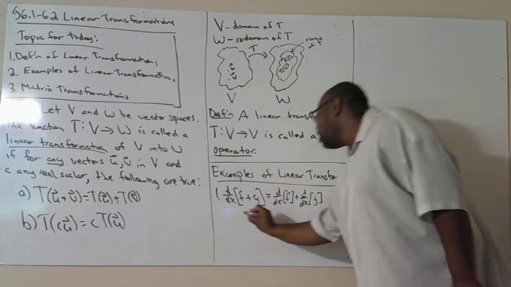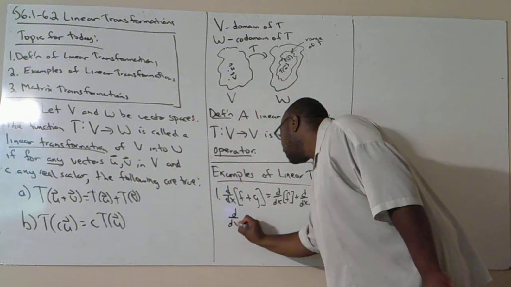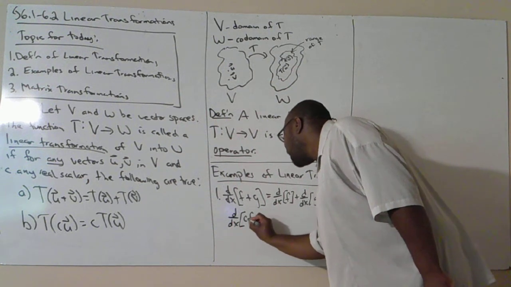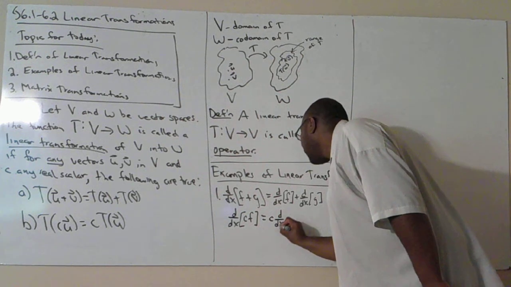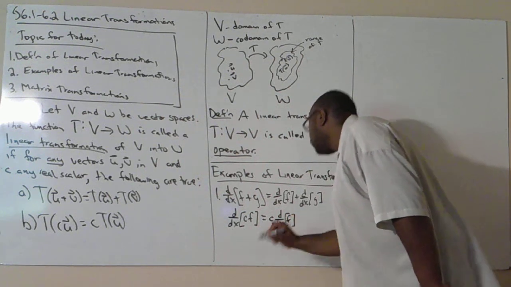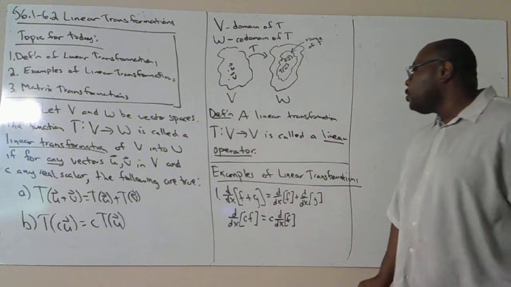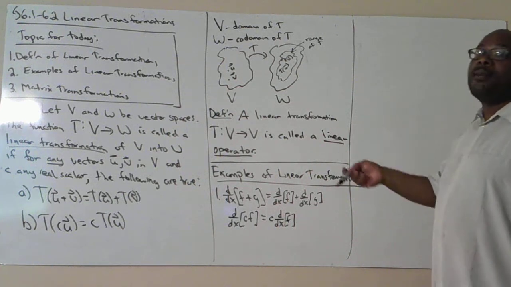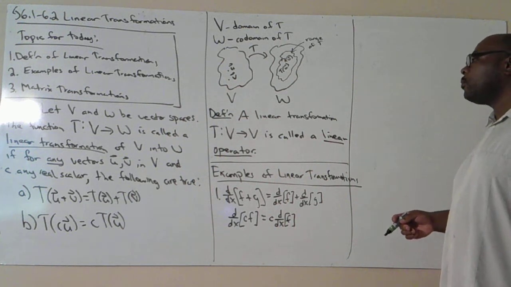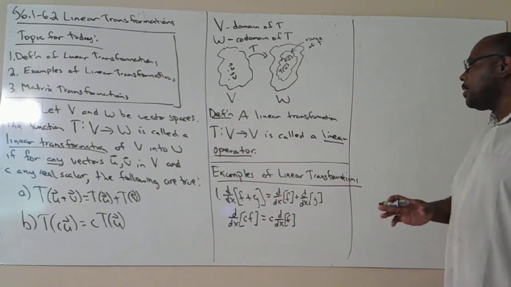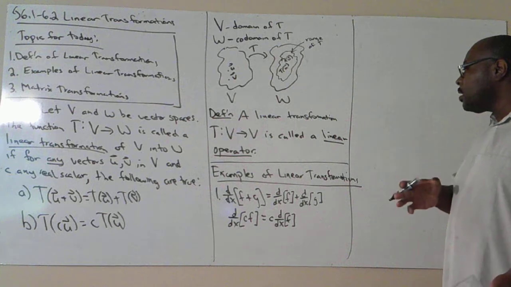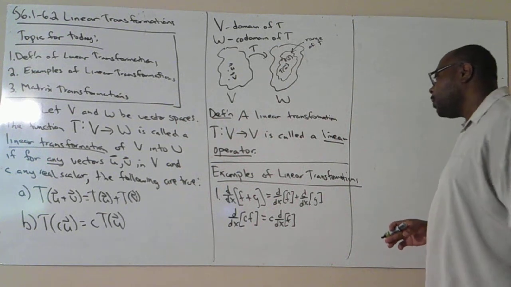Also, what's the derivative of c times f, where c is a constant? Well, it's the same thing as c times the derivative of f. So the operation of derivatives is a linear transformation. You can think of the derivative as a function that takes functions back to functions.